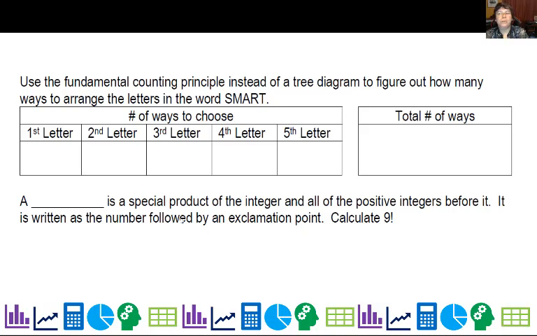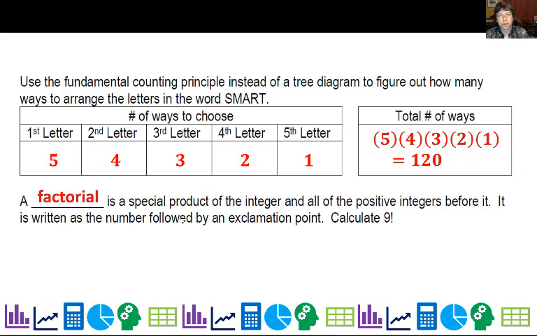So let's do this again, and instead of a tree diagram, let's be smart about it and figure out the different ways we can arrange the letters in the word SMART. So I can figure out how many ways there are without actually doing all the rearranging. There are 5 letters in SMART, so for the first letter I have 5 choices. For the second I have 4, then 3, then 2, then 1. If I multiply all of those out, it's 120.